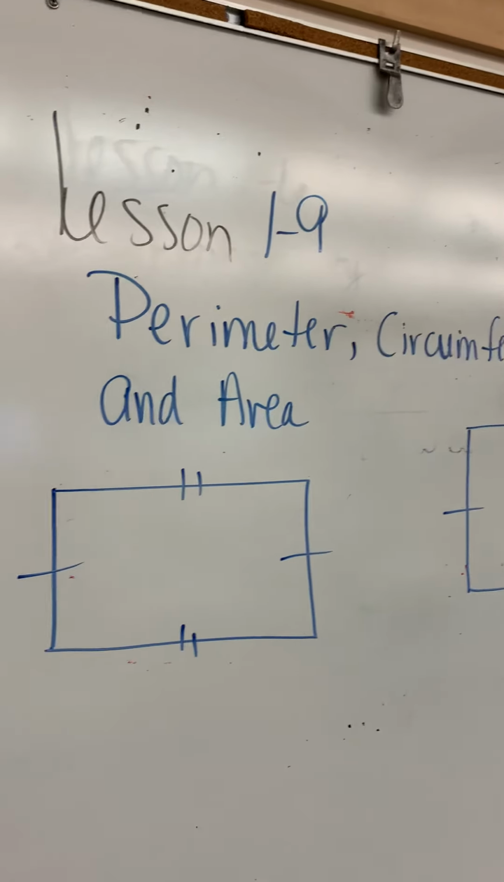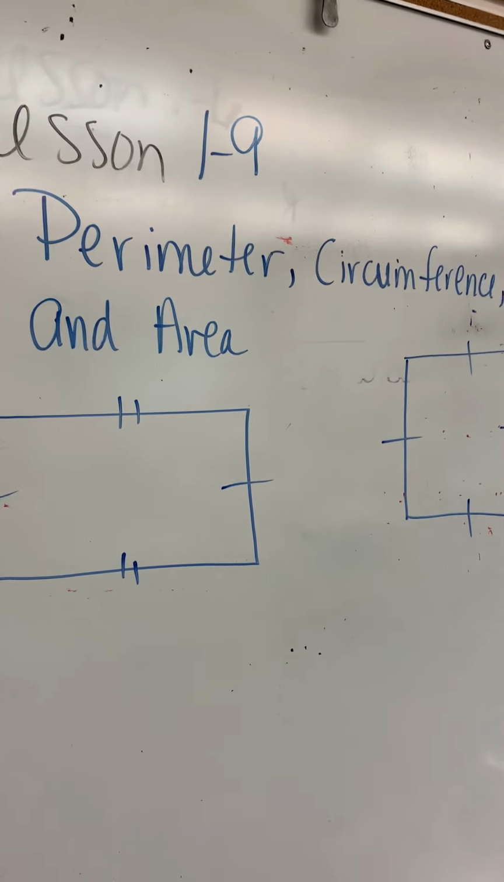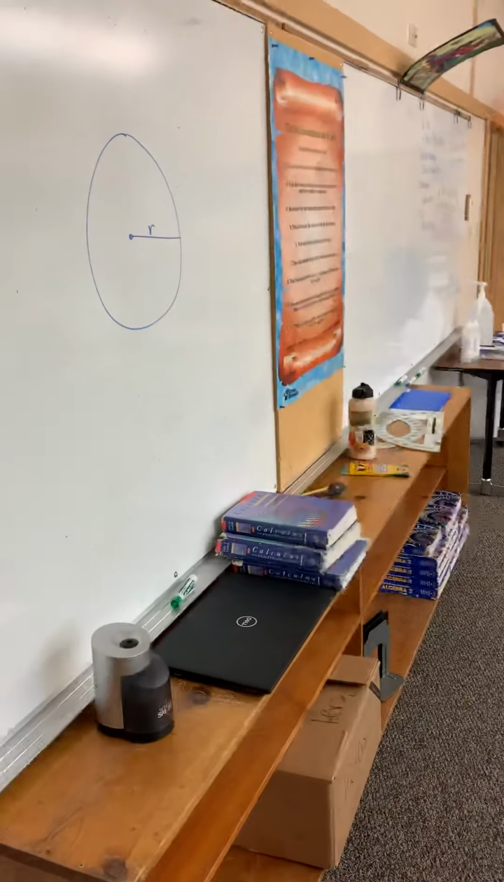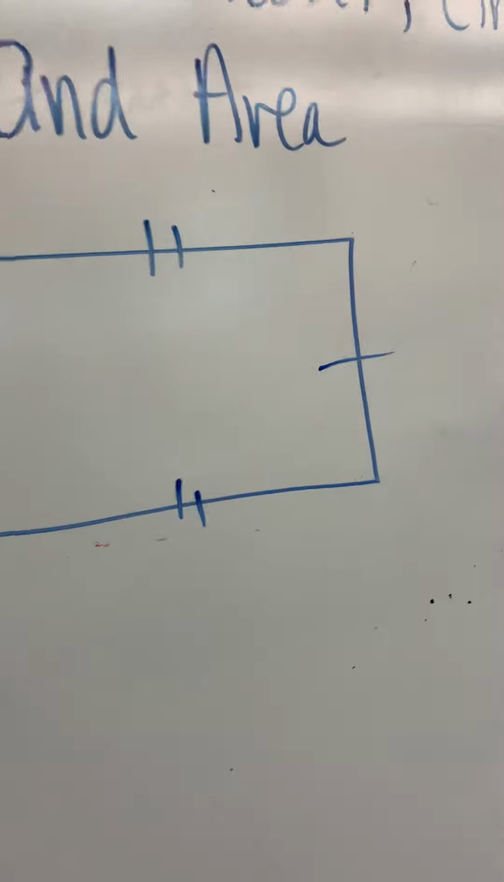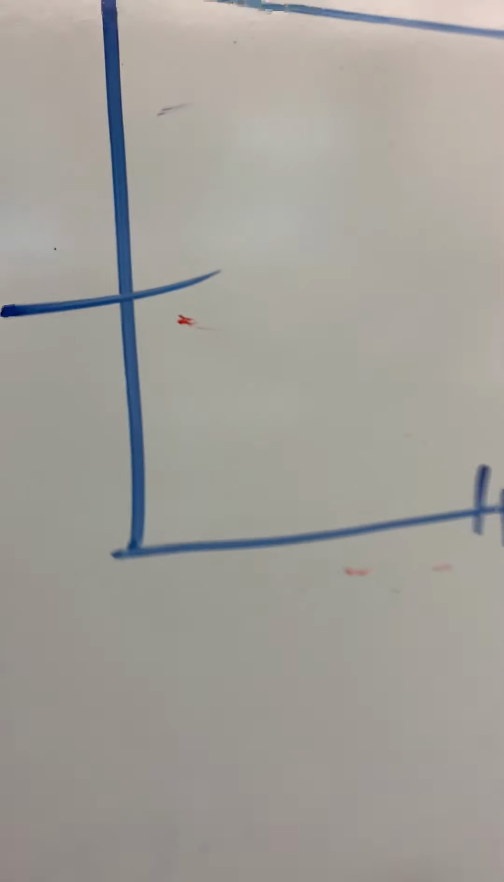Lesson 1-9, perimeter, circumference, and area. So we got our three shapes: rectangle, square, circle. Okay, so rectangle. Perimeter of a rectangle.